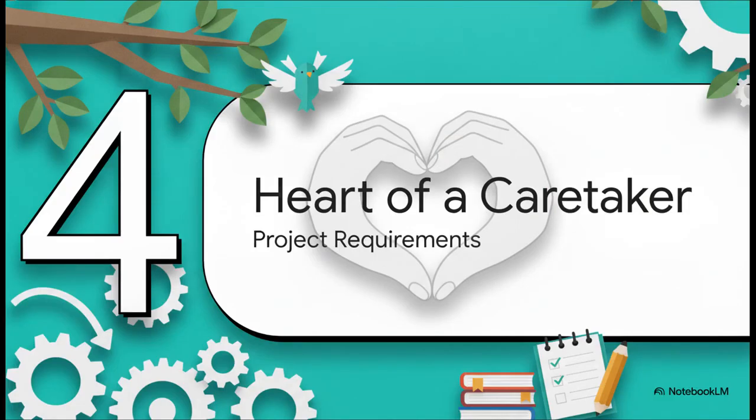Section 4, the heart of a caretaker, project requirements. All right, so here is exactly what is needed from your groups over the coming week. You have 5 specific homework questions to conquer as a team. Number 1, what is your group's chosen biodiversity issue? 2, why did you choose it? 3, what is your plan to actually address the issue? 4, what resources are you going to need? And 5, how will you measure success? If you can answer those 5 questions clearly, your action plan is pretty much already halfway built.